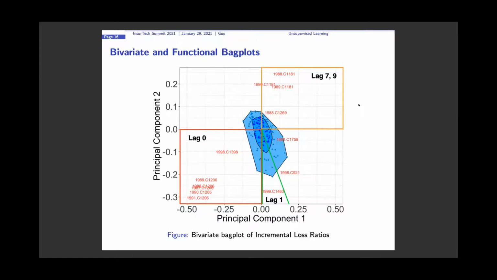So with the help of the bivariate bagplots and the biplots, we can again help us visualize the patterns and detect some outliers and study the patterns of the loss development in this sample.